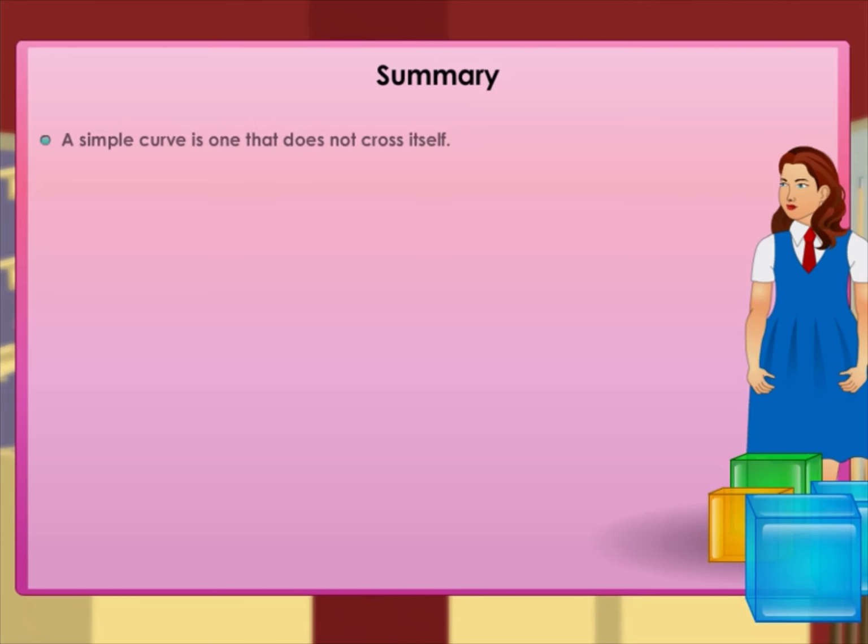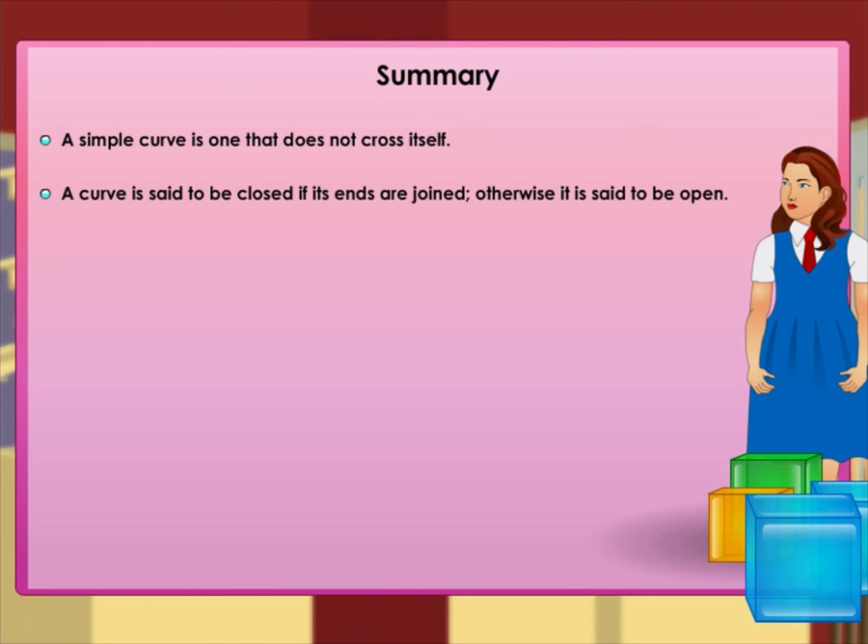Summary. A simple curve is one that does not cross itself. A curve is said to be closed if its ends are joined. Otherwise, it is said to be open. A polygon is a simple closed curve made up of line segments.